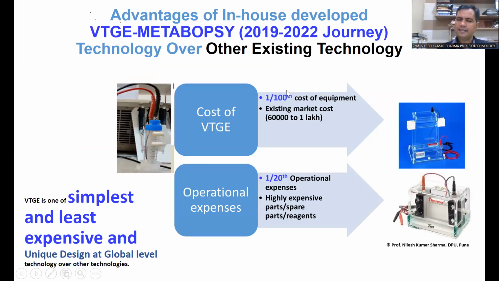And definitely, we have also considered, explored and evaluated our own metabiopsy tool in terms of very low cost of VTG equipment. That is our own equipment. Operational expenses are quite significantly low. It is the simplest, least expensive, and a unique design. And that is why we feel that VTG-assisted metabiopsy can be a good option besides existing technologies in the field of early diagnosis of cancer and other disease conditions.